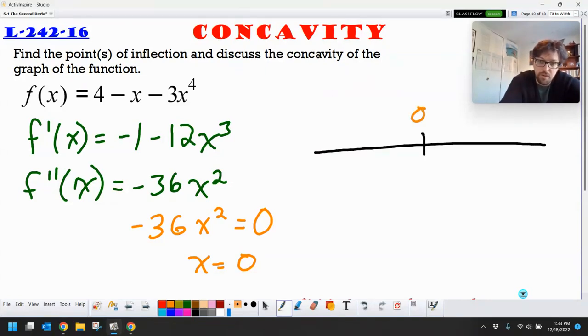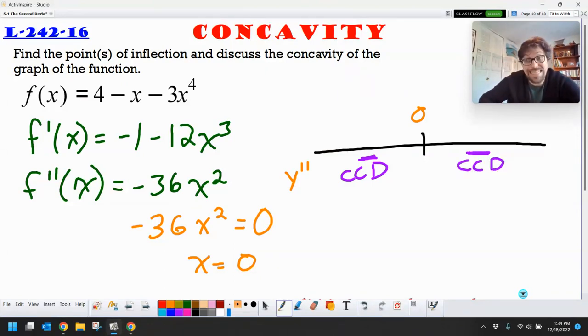So we're doing 0 and we're checking what's going on with y double prime. If we put in some value that is less than 0, like a negative number, that'll become a positive number multiplied by that negative 36. That will be negative. So we're going to be concave down right there. If we do some positive value, some number that's bigger than 0, then we'll square it, we'll get a positive value multiplied by that negative 36. That's still negative. We're still concave down at that point.